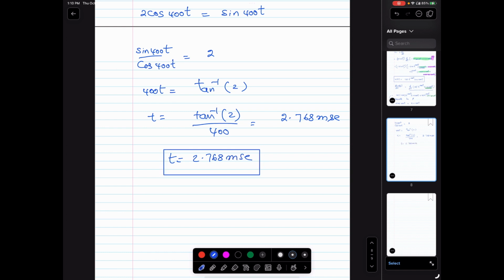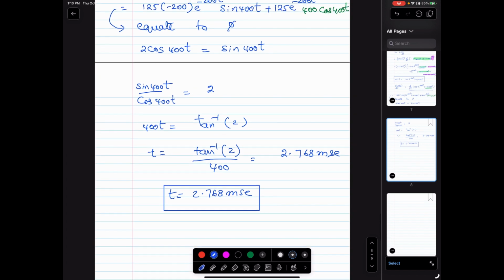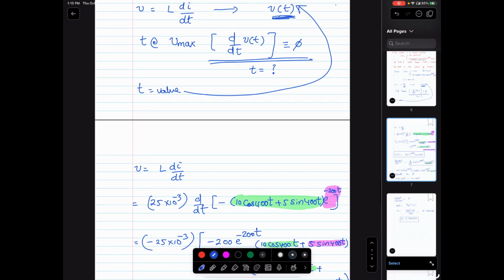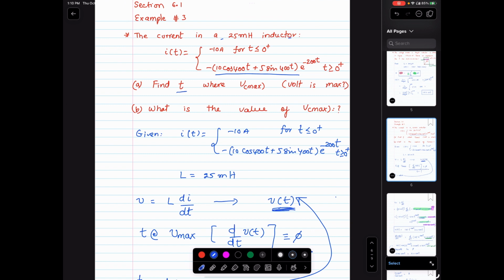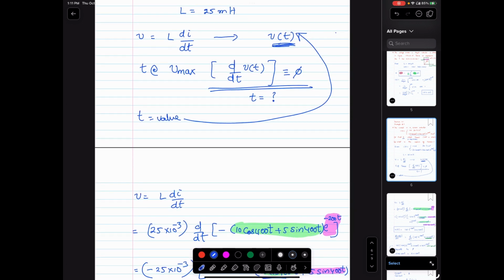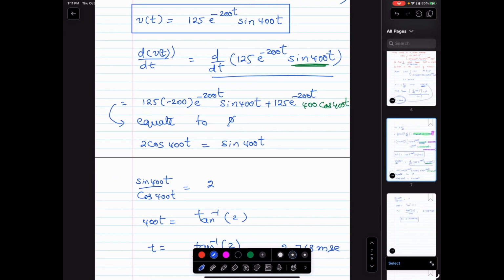This is one of the parts of the problem that we are interested in: find the value of t where Vmax happens. What we did is find the expression for voltage, take the derivative of it and equate it to 0. Now, what's the next part of the strategy? We take the value of t that we have and plug it back into the equation.